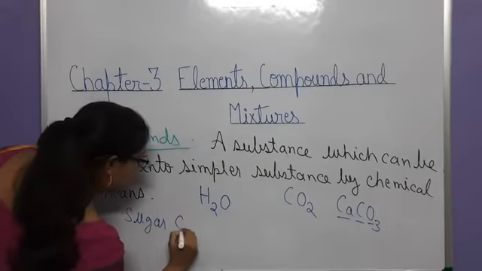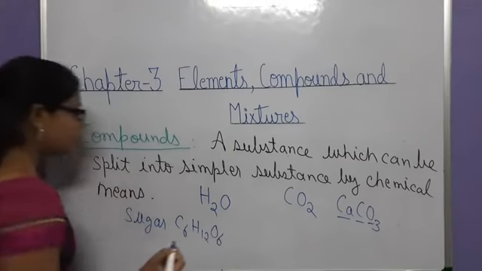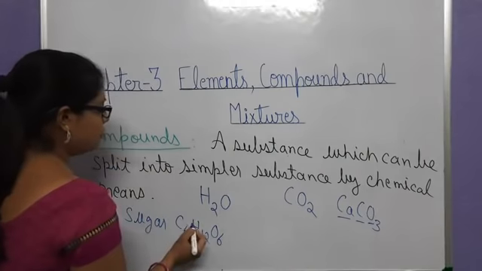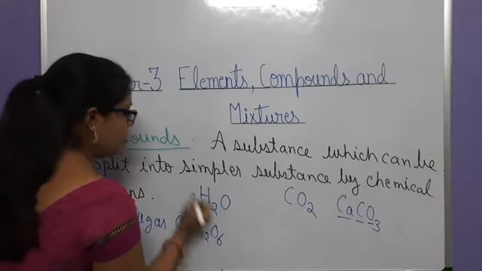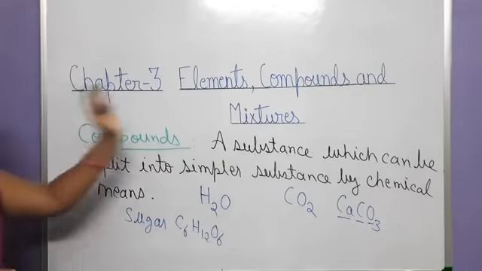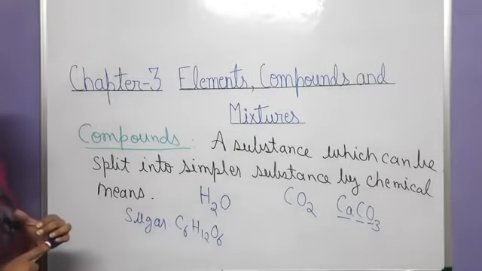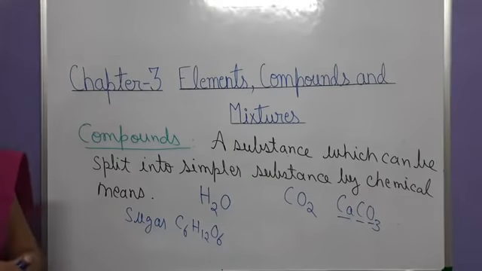Sugar formula is C6H12O6. Okay, so here the sugar molecule is formed out of what elements? It's made out of carbon, hydrogen and oxygen. Okay, so likewise the compound formation takes place when elements combine together. Okay, and it can be what? Two or more.